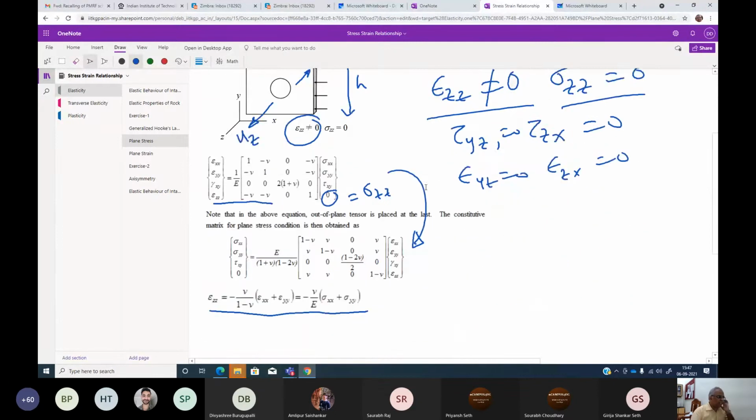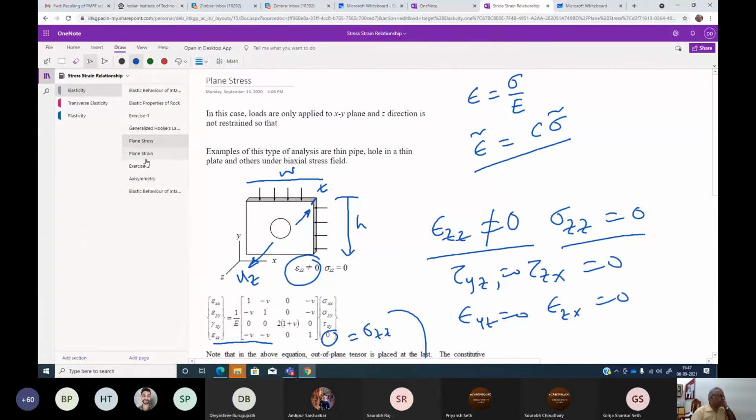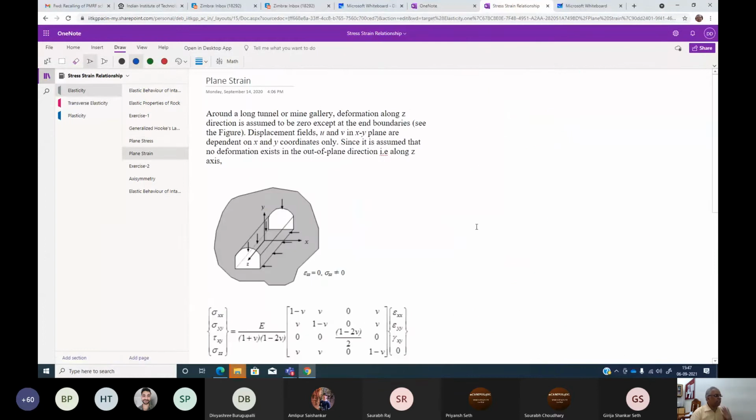So you may be wondering then, where are we in the mining and geology cases? Where are we? So ours is basically plane strain. Now what is plane strain? Now you see, we build a tunnel, right? This is my rock mass.